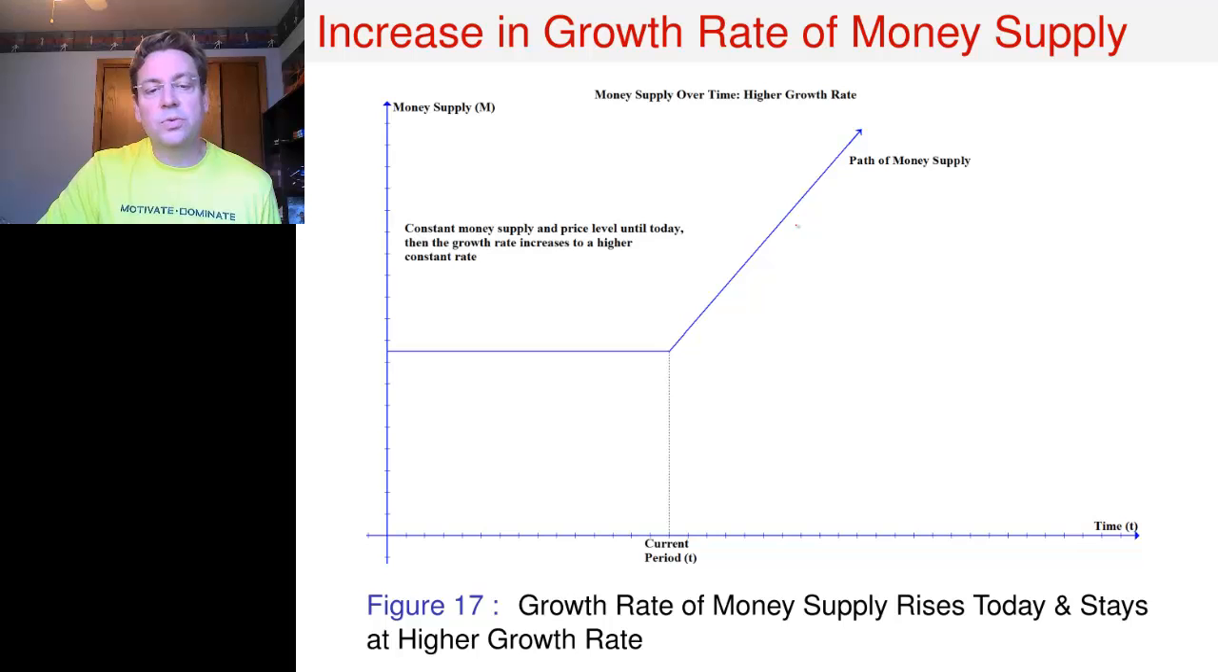This experiment, though, is quite different. Here we have that up until time T, the supply of money is just constant. It's just sitting here at, say, MS bar. And so therefore the growth rate is 0. And then the growth rate becomes positive. So this would be an example of a permanent increase in the growth rate of the money supply.